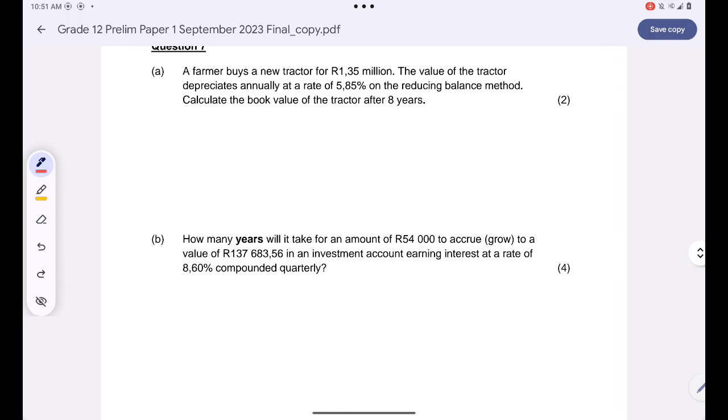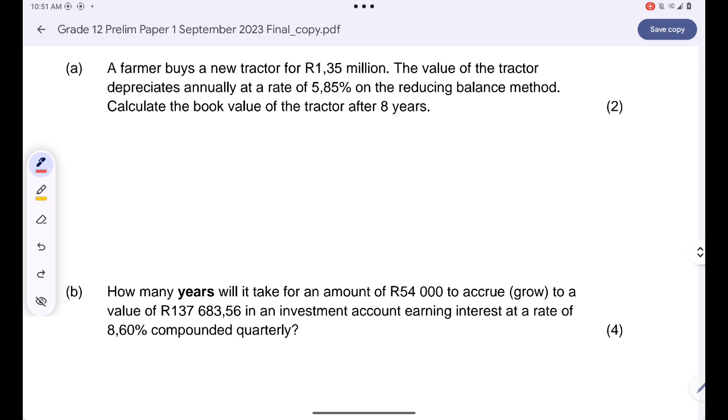A farmer buys a new tractor for 1.35 million rands. The value of the tractor depreciates at an annual rate of 5.85% on a reducing balance method. Calculate the book value of the tractor after 8 years.